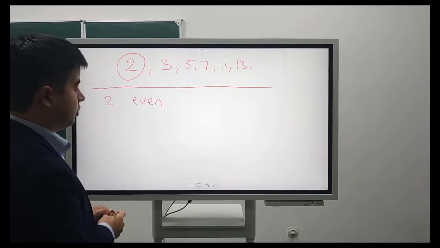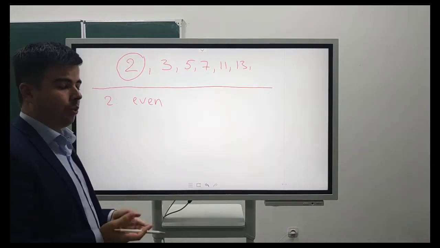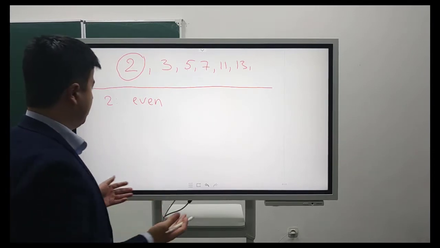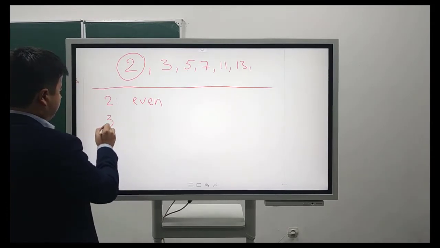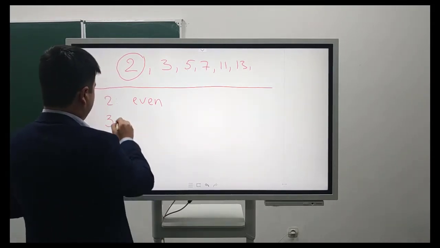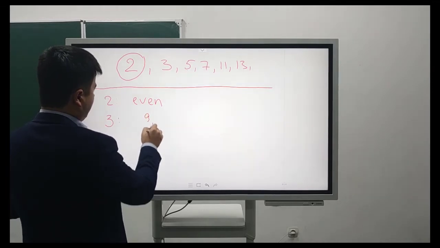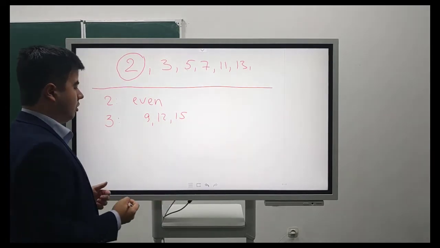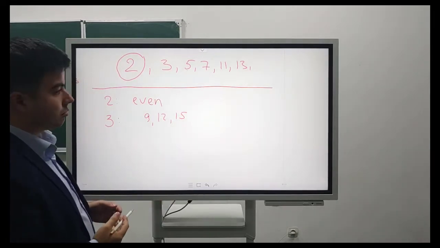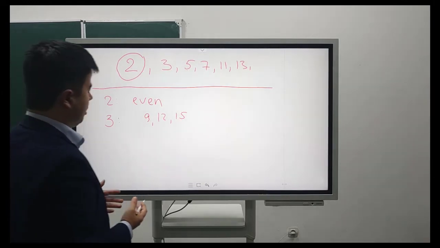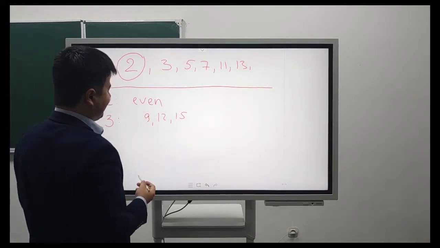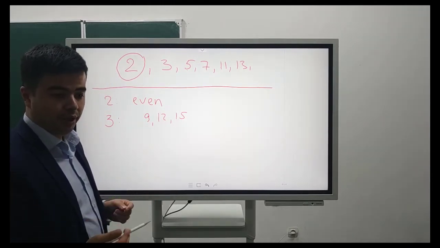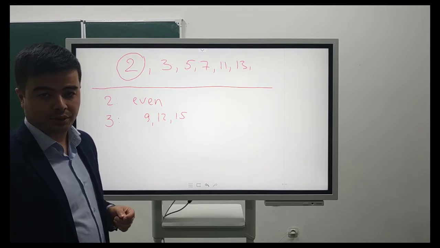Next, which numbers are divisible by 3? We cannot say all odd numbers. Here, what numbers are divisible by 3? For example, 9, 12, 15, yeah, etc. Look here, we have a law in this case. If the sum of digits is divisible by 3, such numbers are divisible by 3.